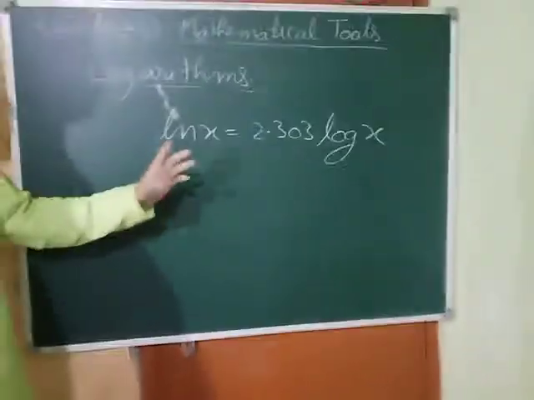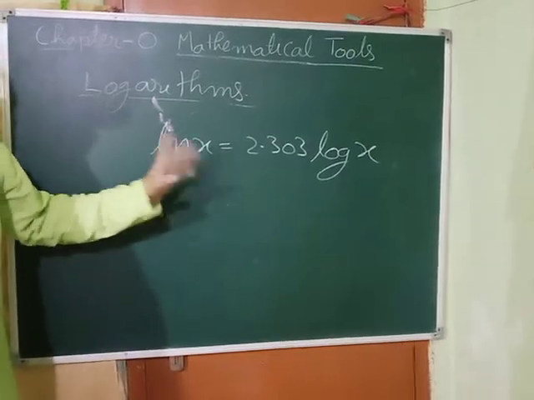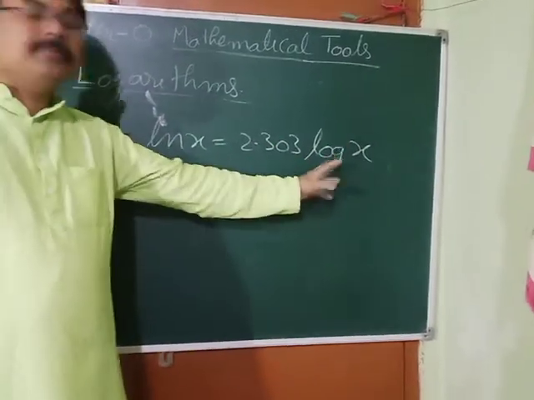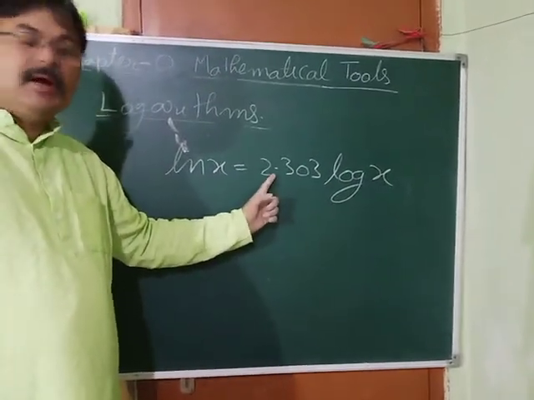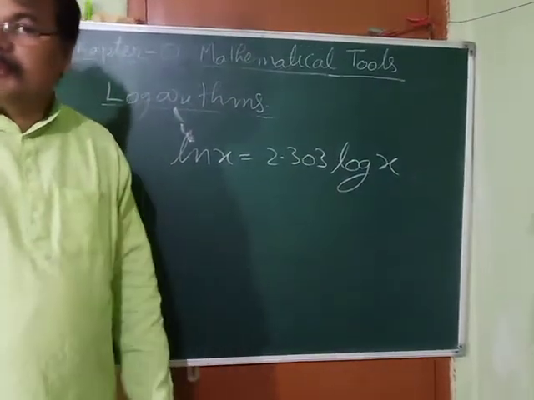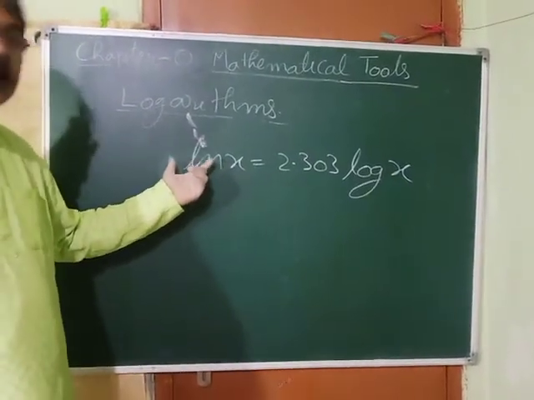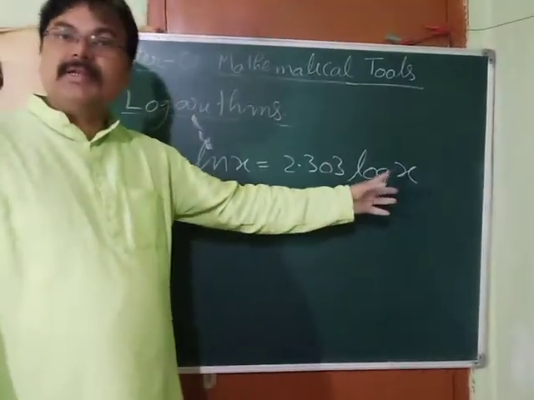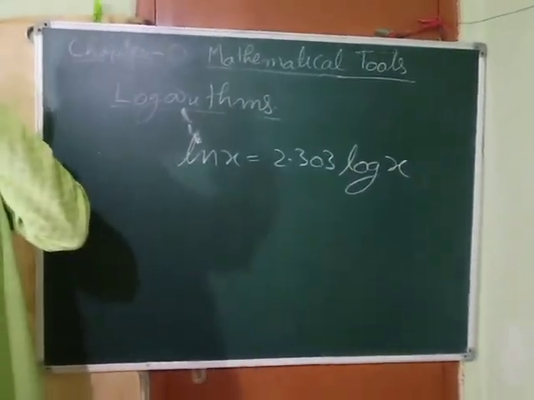See, conversion factor, suppose you have got ln x, that means log to the base e of x. How can you convert to the log to the base 10? For converting to log to the base 10, you have to multiply how much? 2.303, okay. So if anywhere you have got log to the base e, that is ln, you can convert to the log to the base 10, that is log, by multiplying it by 2.303, okay.